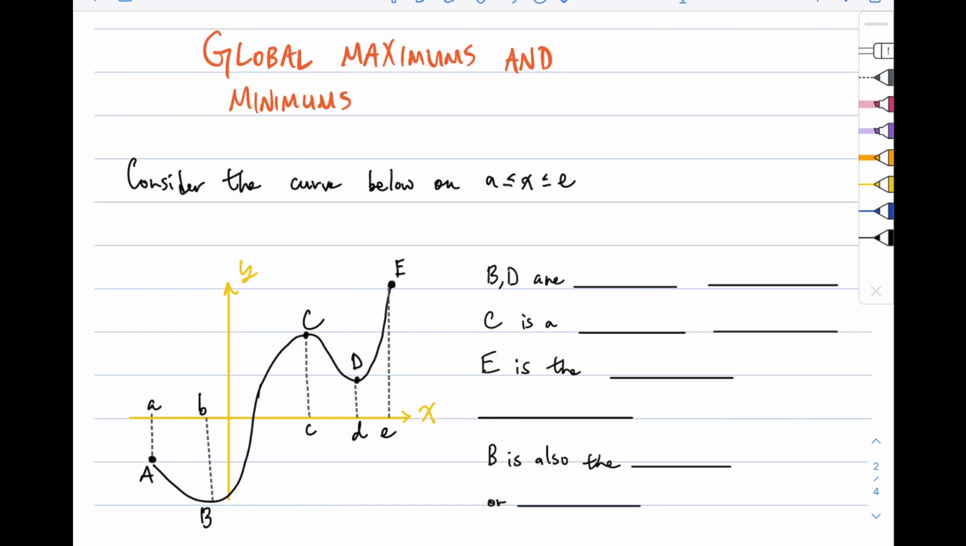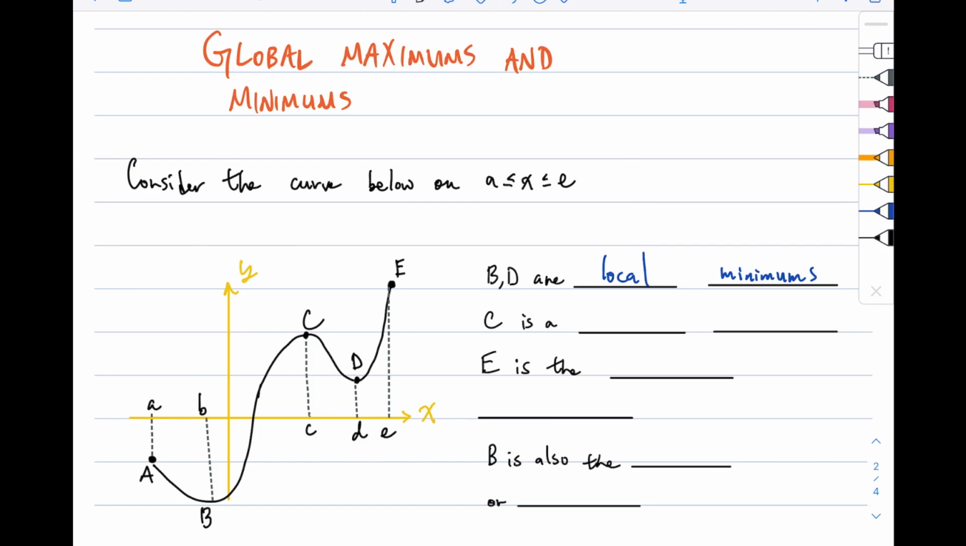Let's first classify point B and point D. Point B here is called a local minimum, and you might remember that from an earlier lesson. To the left of point B, the function's decreasing. To the right, it's increasing. And so the sign of the first derivative is changing from negative to positive. So B here is a local minimum. D here is also a local minimum. The function's going from decreasing to increasing. So I'm going to jot these down: points B and D are local minimums.